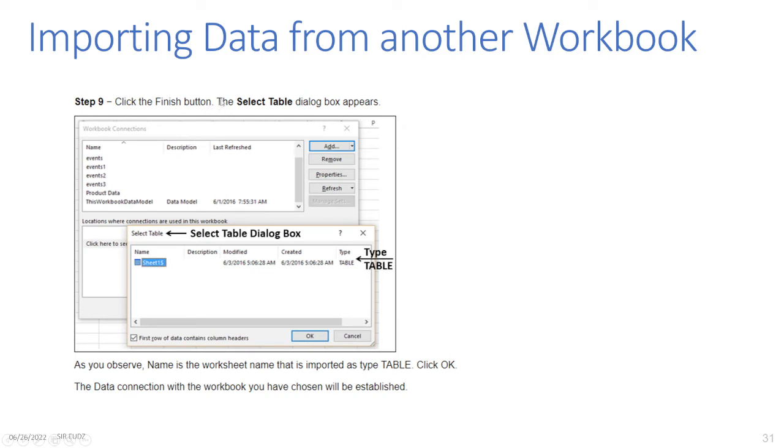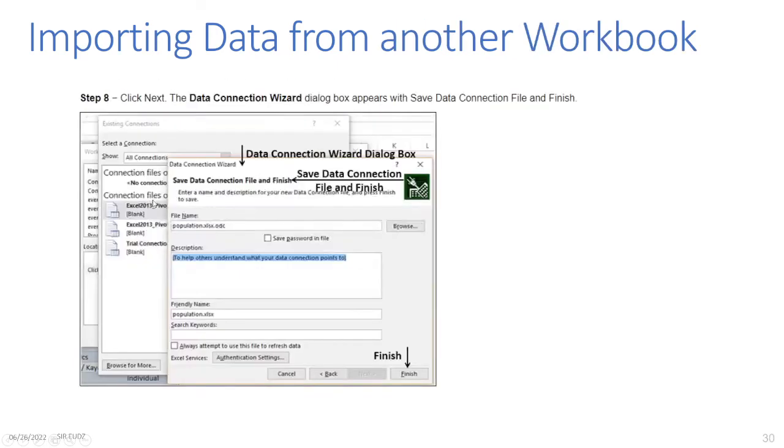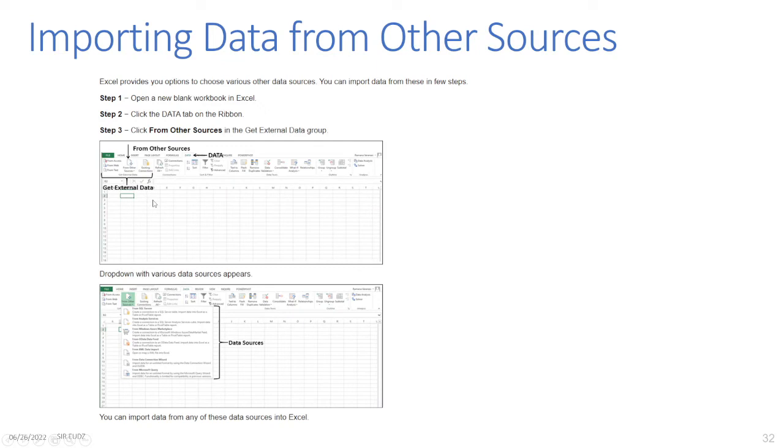Click the Finish button and the Select Table dialog box appears. As you observe, Name is the worksheet name that is imported as type Table. So click OK. The connection with the workbook you have chosen will be established. So we have now imported the data.